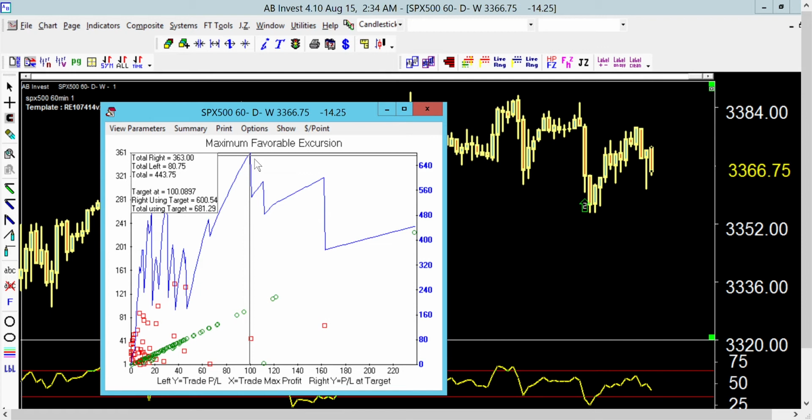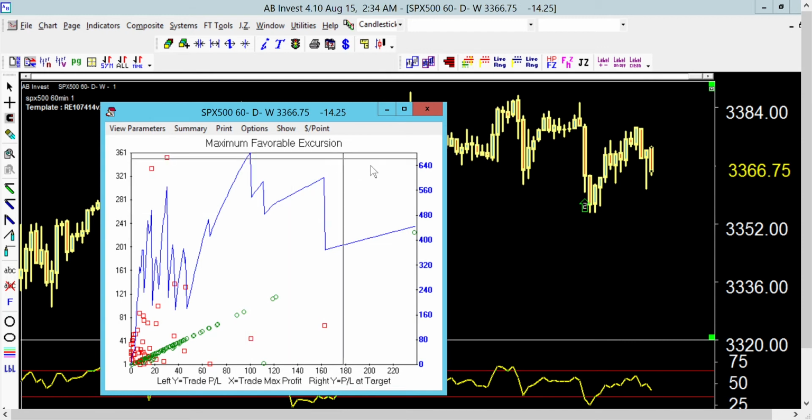As you can see, the target is at 100 points, which means that if we take out our profits around 100 points from our system, then our system's profit is going to increase to around the 640 points level instead of 440 points.